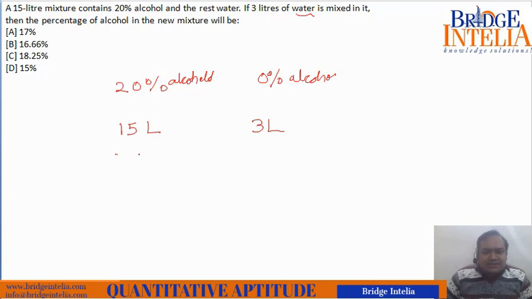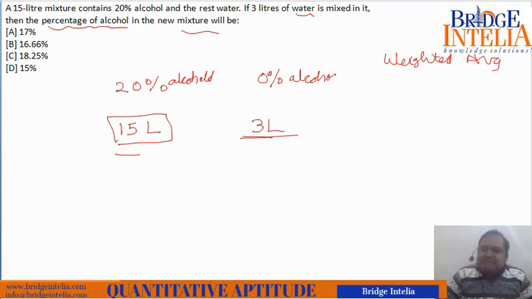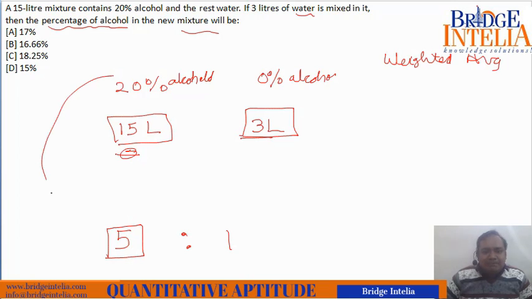So if you mix these two, what will be the final percentage of alcohol in the new mixture? Final percentage. So here we have to see what is the result of the mixing. In this case we use the weighted average method. Before applying it, convert this into the simplest possible ratio. Ratio of 15 and 3, so 5:1. It means you took 5 units of this type and 1 unit of this type.